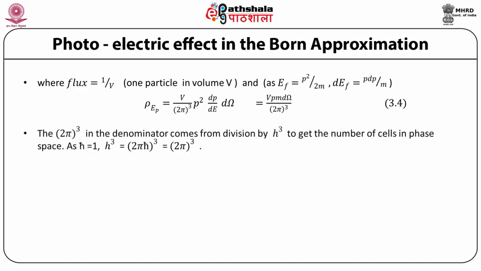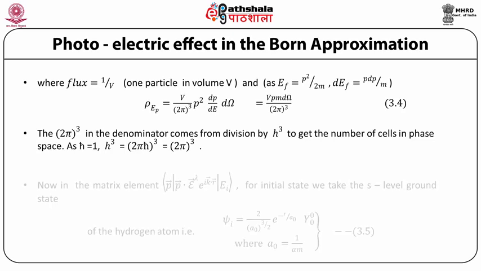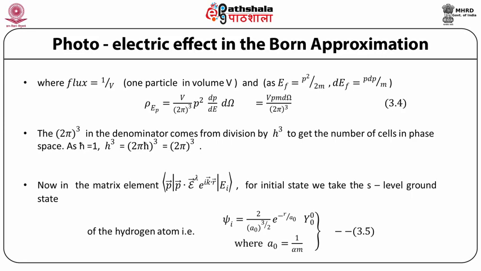The (2π)³ in the denominator comes from division by h³ to get the number of cells in phase space. As ħ = 1, h³ is equal to (2π)³. Now, in the matrix element between p and E_i of p·ε e^{ik·r} for the initial state, we take the S-level ground state of the hydrogen atom, that is ψ_i = (2/a₀)^{3/2} e^{-r/a₀} Y₀₀, where a₀, the Bohr radius, is equal to 1/αm.